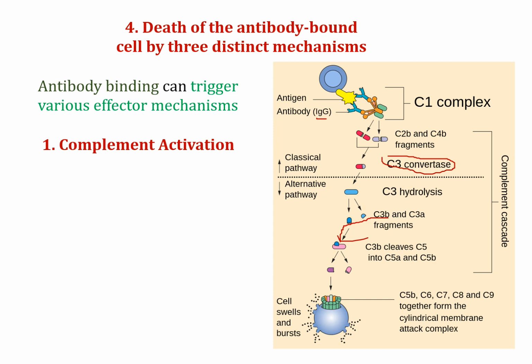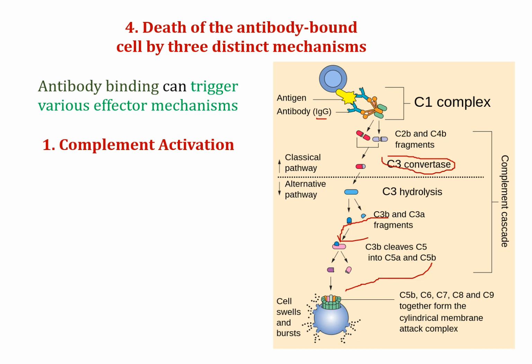So then the cells swell and burst. C5b, C6, C7, C8 and C9 together form the cylindrical membrane attack complex. This is how the antigen-antibody complex activates the complement activation.